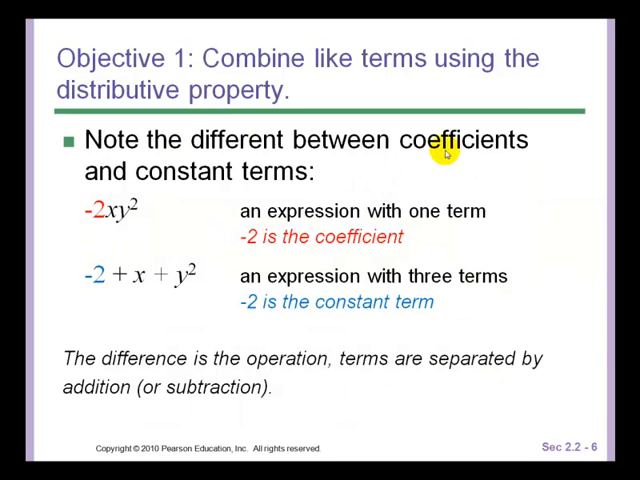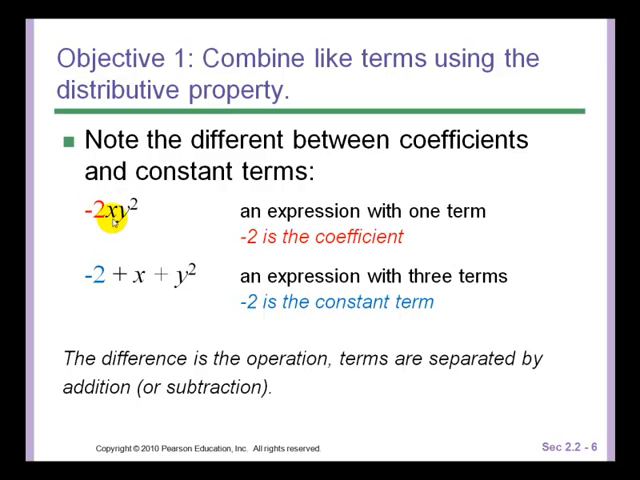Please note the difference between coefficients and constant terms. Here we have a single term. The negative 2 is the coefficient of this single term. Here we have three terms. Negative 2 is a constant term, and then the x, which would have a coefficient of 1, and the y squared, which would have a coefficient of 1. Here, there's only one coefficient, and it's negative 2.